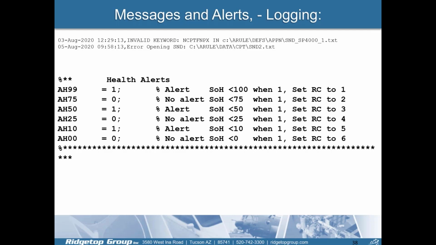And these are examples, again, of alerts. I just happened to pick issue an alert, no alert, issue an alert, no alert. But you can feel free to choose any value you wish to. You can also set up your own values.